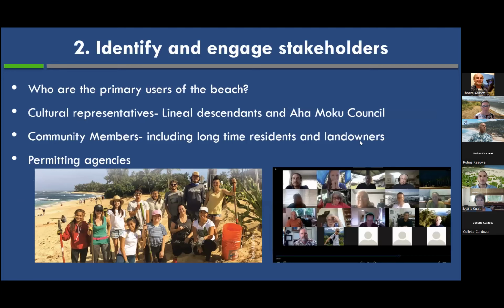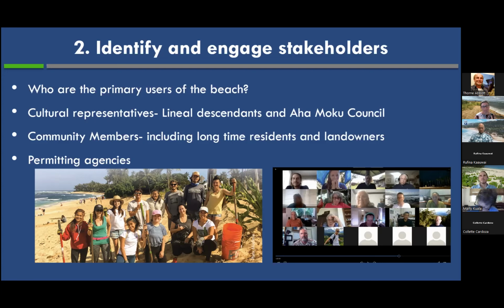So it's important to learn the user profile of the area that you're working in too. Who are the primary users of the beach? Are they fishermen? Are they swimmers, snorkelers, kite surfers, fishermen, all of the above? Who uses and who accesses the beach? So it's important to start identifying those key stakeholders or people that are very interested in that site.